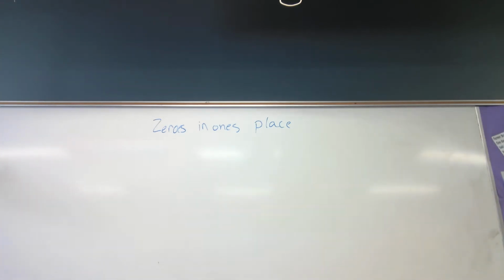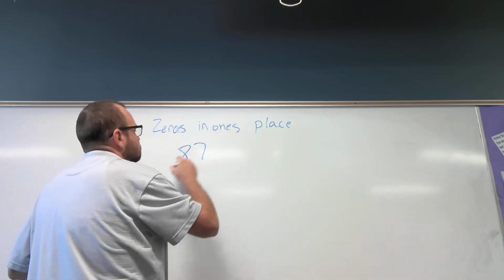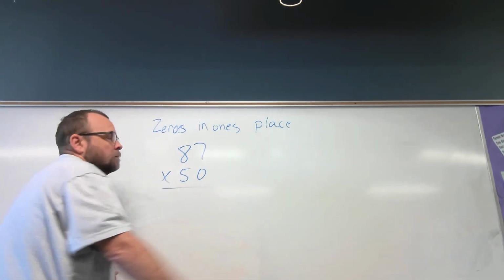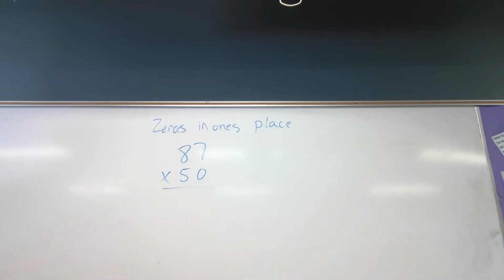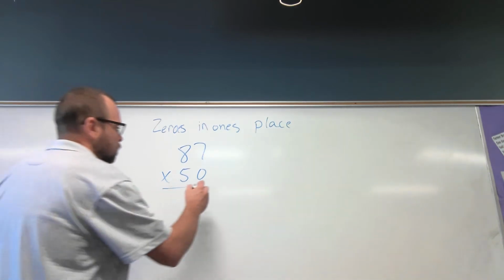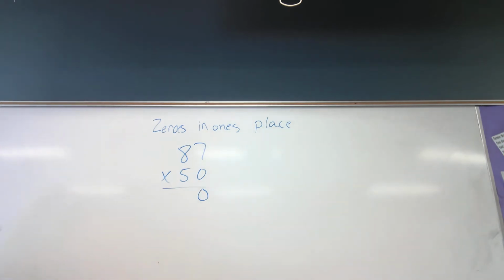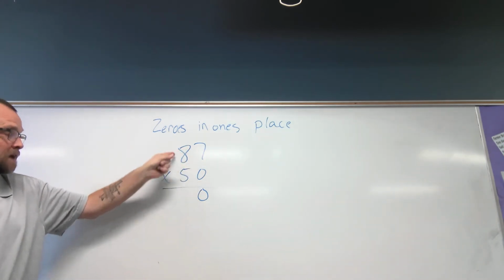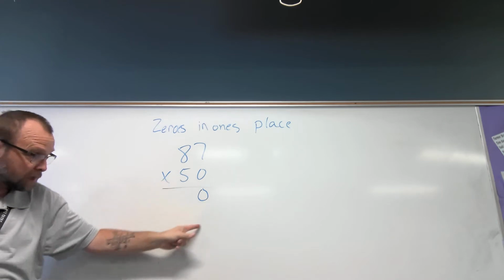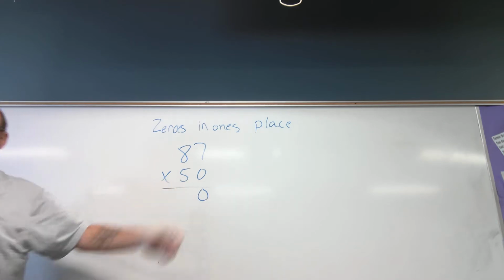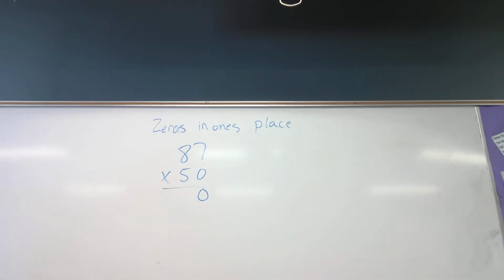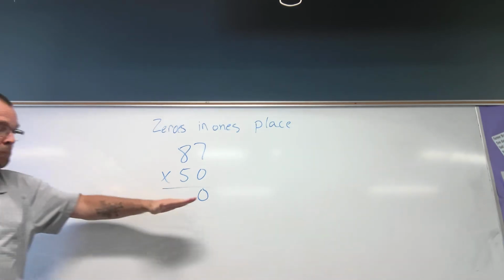Today, another thing that's going to save us some time. 87 times 50. If I have a 0 in the ones place, then it doesn't matter. I'm going to get a 0 in the ones place. If I multiplied 0 times 7 and 0, 0 times 8 is 0. And then I'm going to the tens place, so I got to put a 0 in the second row. So I'm going to get a 0 in the ones place no matter what I do. So I might as well save myself some time and put my 0 in the ones place.